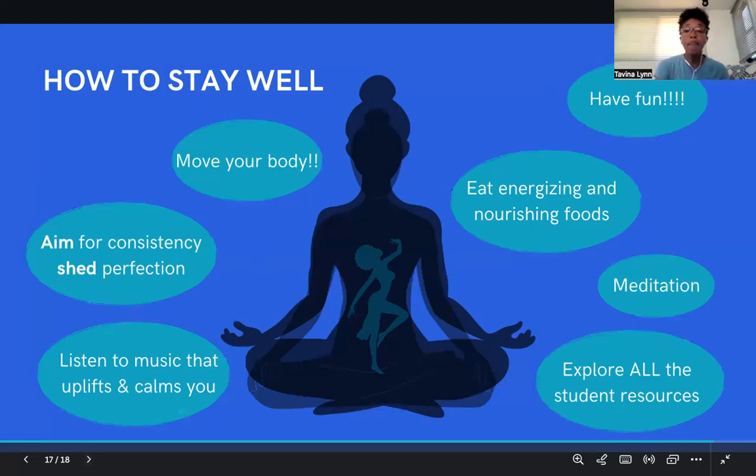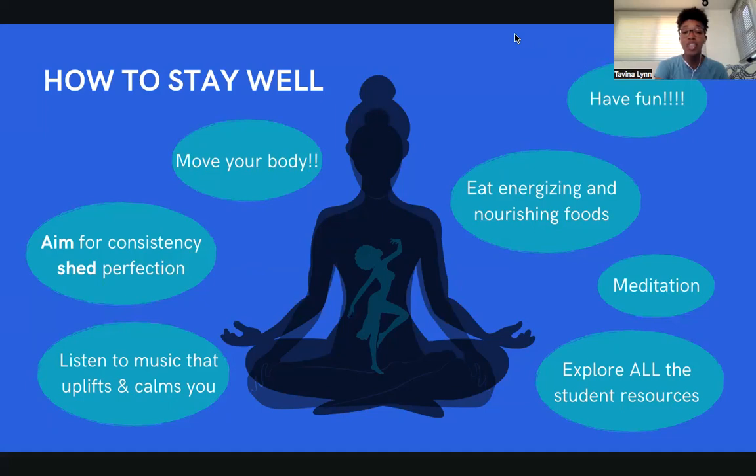Aim for consistency, shed perfection. This is really important in terms of mentally staying well. Aim for consistency. Showing up consistently to the course will help you do well in the course, and release perfection.